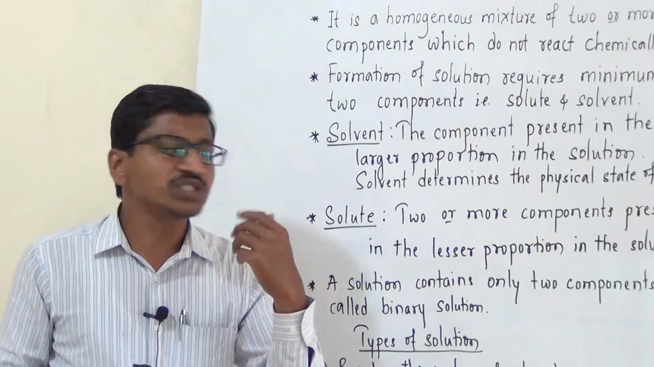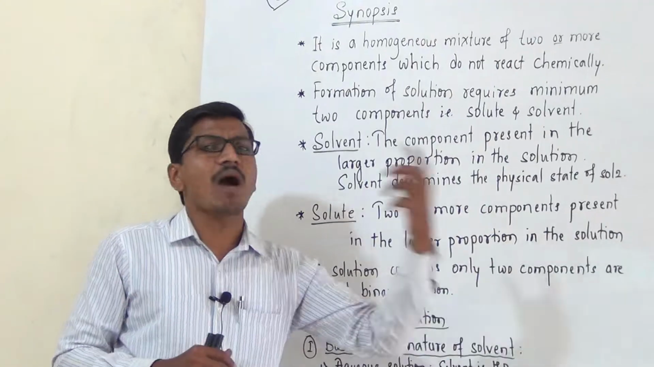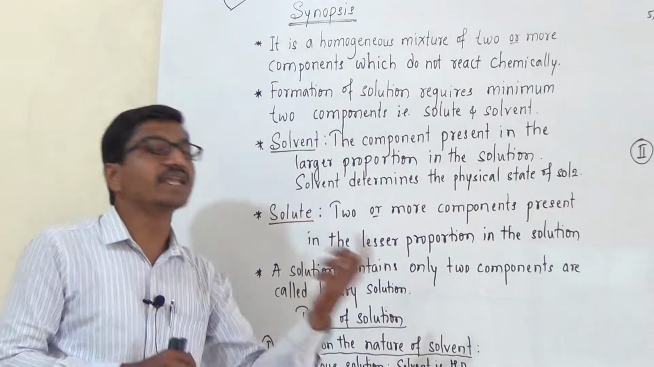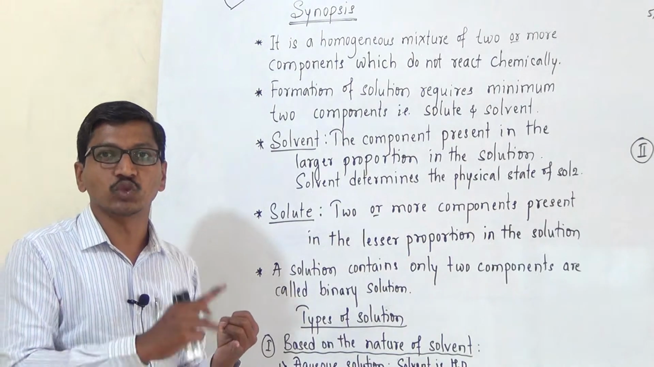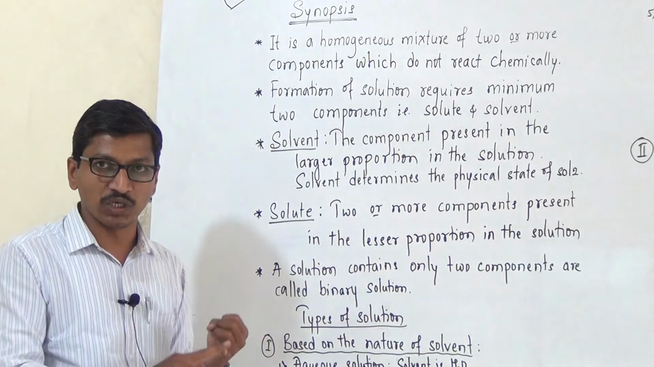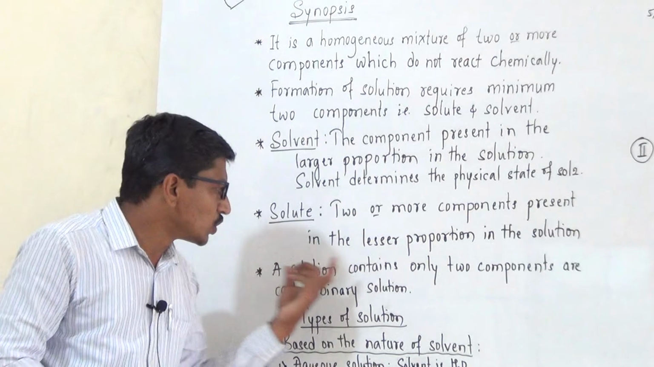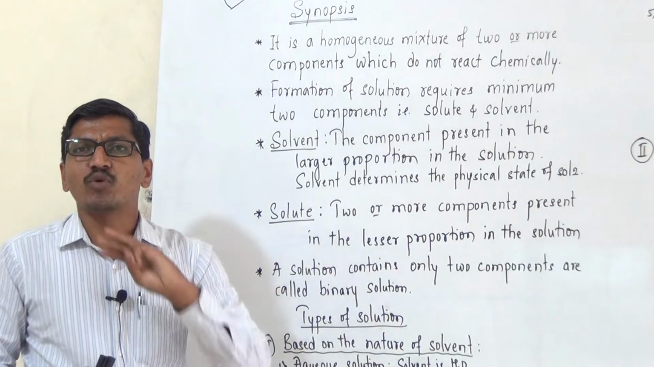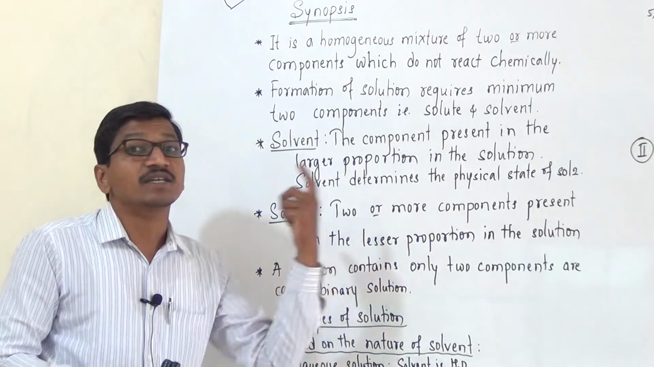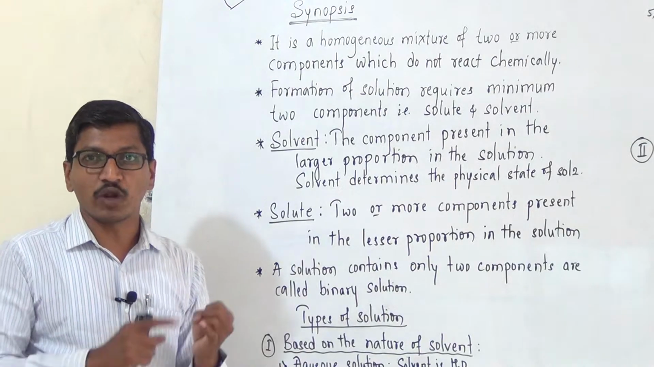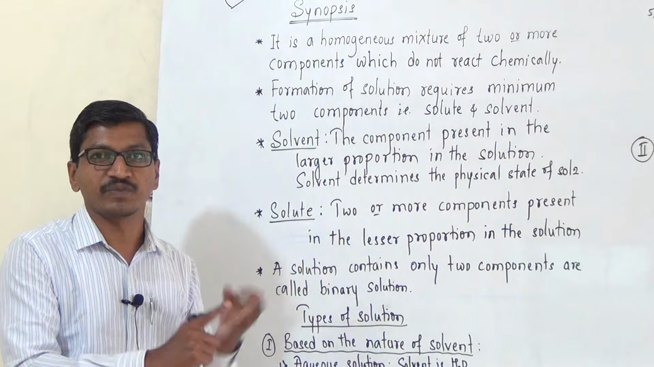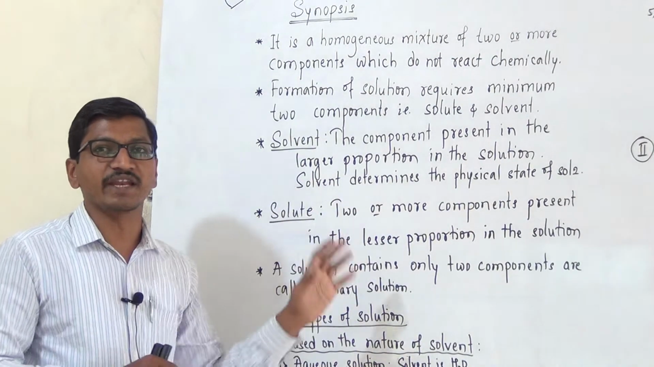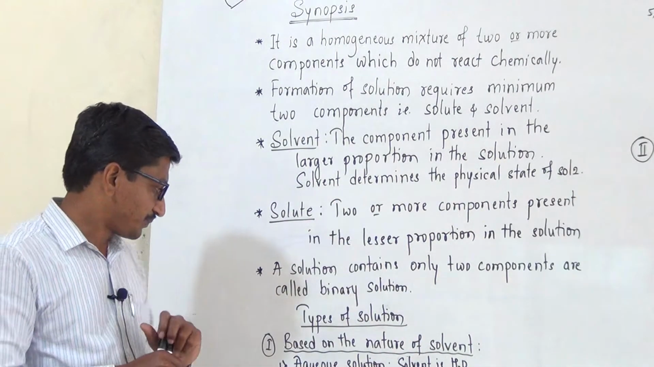If the solution contains only two components, it is called a binary solution. For example, salt plus water, salt solution, sugar plus water, sugar solution. If the solution contains three components, it is called a ternary solution. For example, alcohol plus acetic acid plus water. These are the examples for binary and ternary solutions.